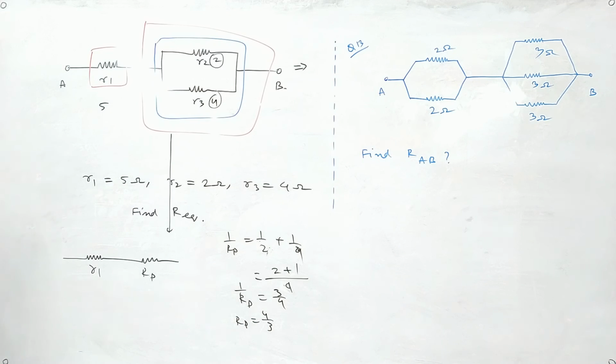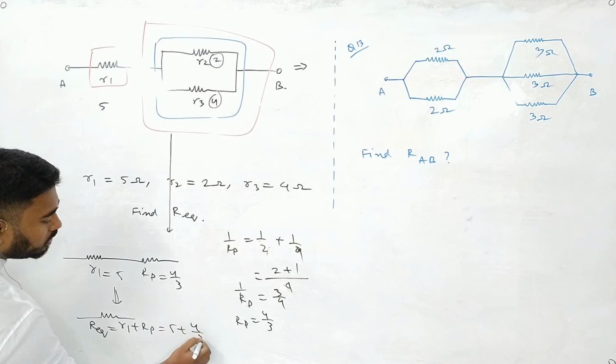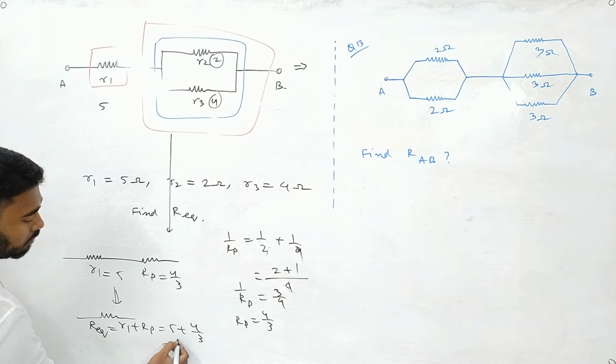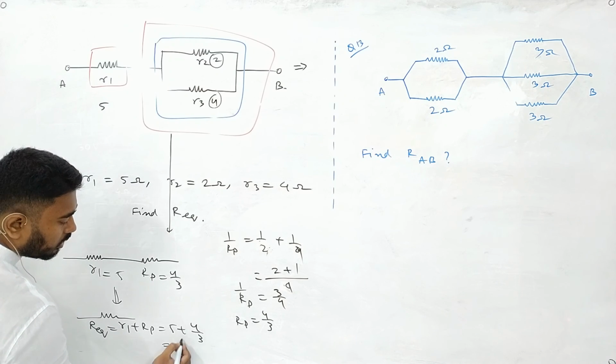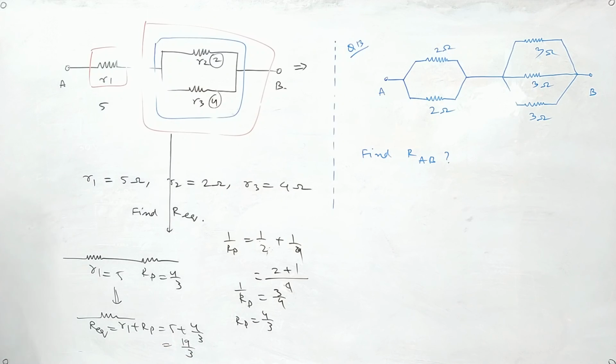Okay, now this is 4 by 3, R1 is 5. If I add them, then I will get the total resistance because they are in series. So the total resistance R equivalent will be R1 plus R parallel, that is 5 plus 4 by 3, 5 3s are 15, 15 plus 4 is 19 by 3. Okay, this is the answer.